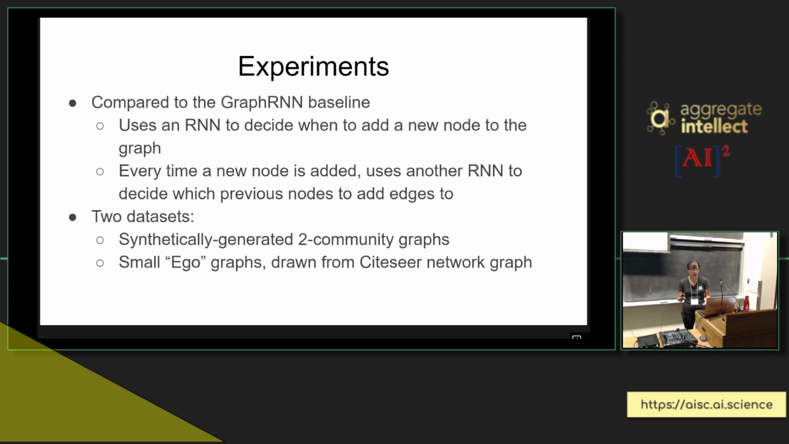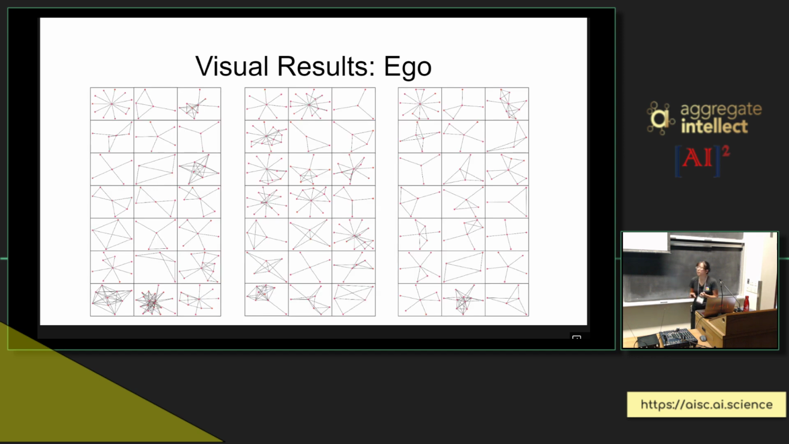We experimented on two different data sets, one of these small 2 community graphs, and one of graphs that were actually drawn from a real world social network. You can see some of the samples here. The left is the training data, the middle is graph RNN, which is our baseline, and the right is graph normalizing flows, which is our model. For ego, it's kind of hard to tell the difference between the models and the actual training data because they all are doing a pretty good job.